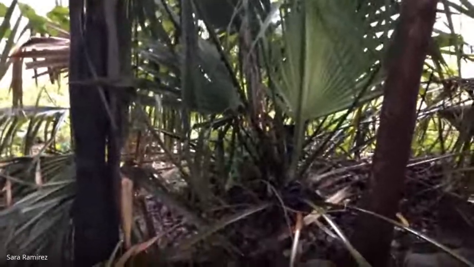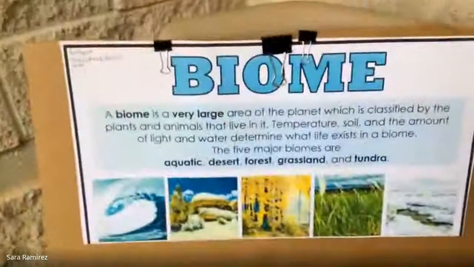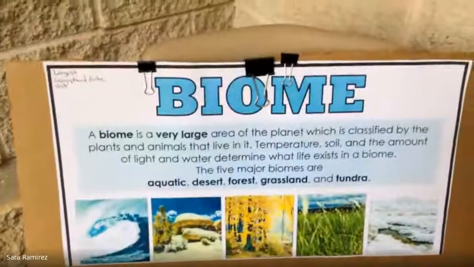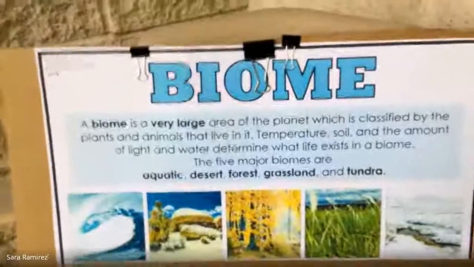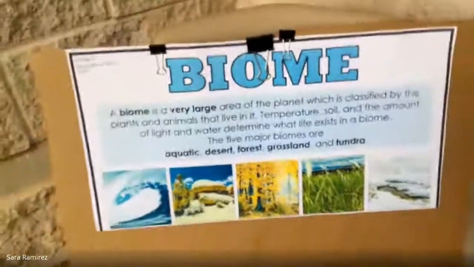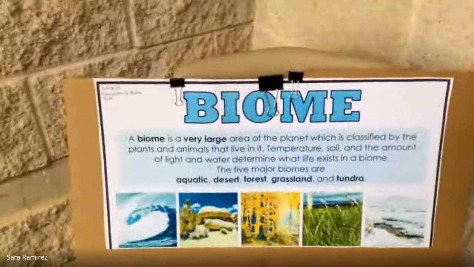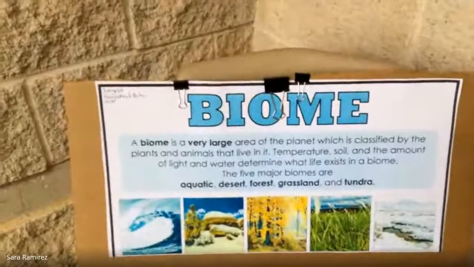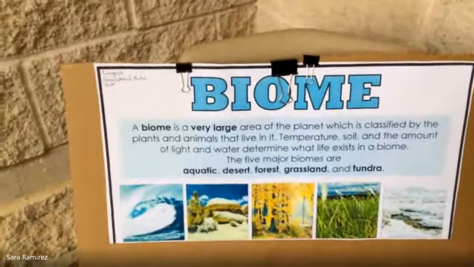So far we said a habitat is just an animal's home. An ecosystem is all the living and non-living interactions. And then we have a bigger part called a biome. And let's look at the infographic for a biome. A biome is just a very large area of the planet which is classified by the plants and animals that live in it. So it has very distinct climates. Temperature, soil, and the amount of light and water determine what life exists in a biome.